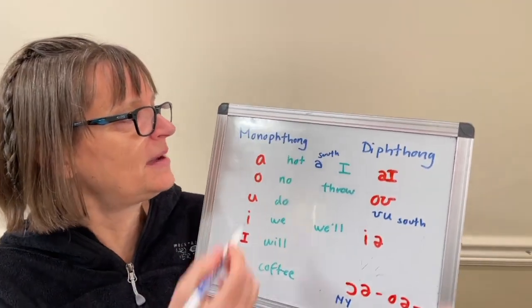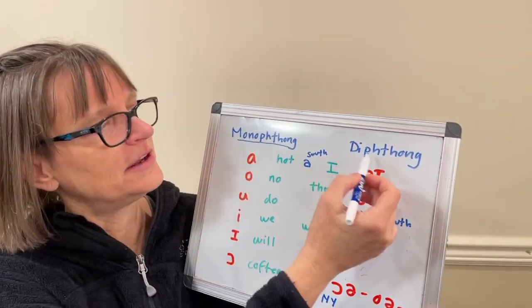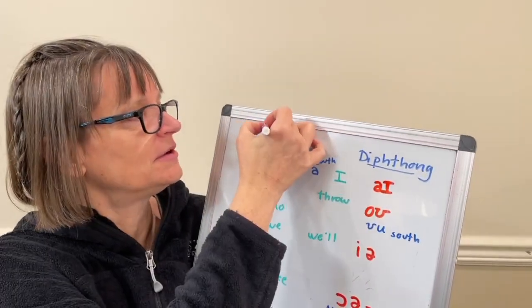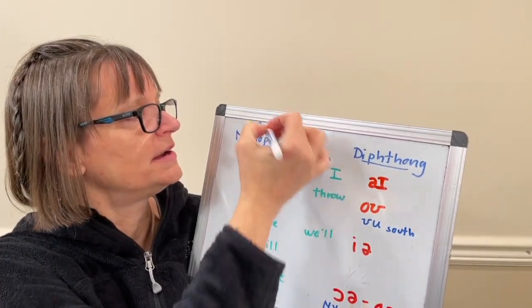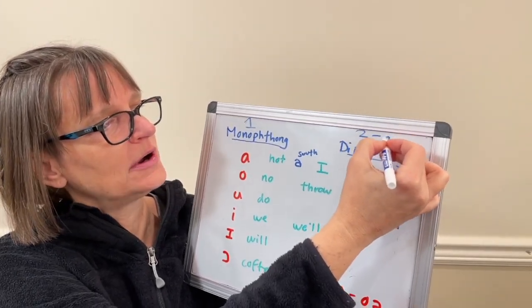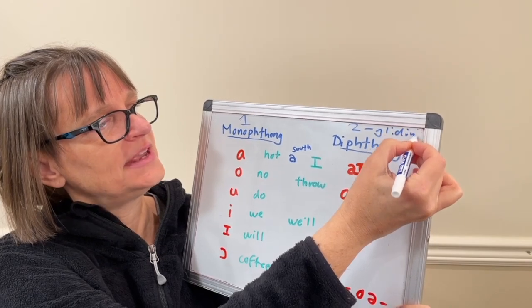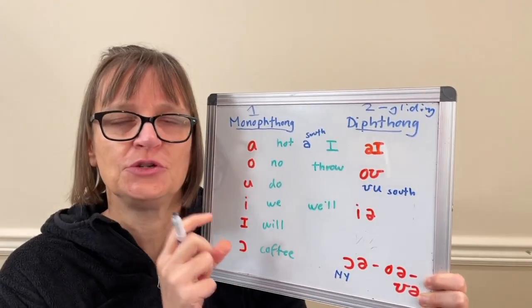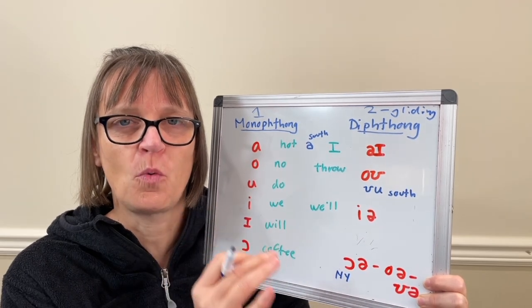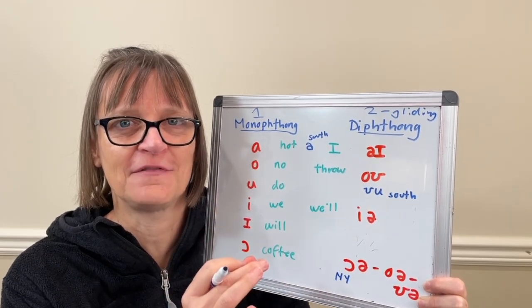So what do we mean by monophthong and diphthong? So monophthong means mono or one sound. Diphthong means two or gliding. So even a diphthong isn't really two separate sounds. It's the sound that occurs when we glide from one position to another as we're saying a vowel sound.